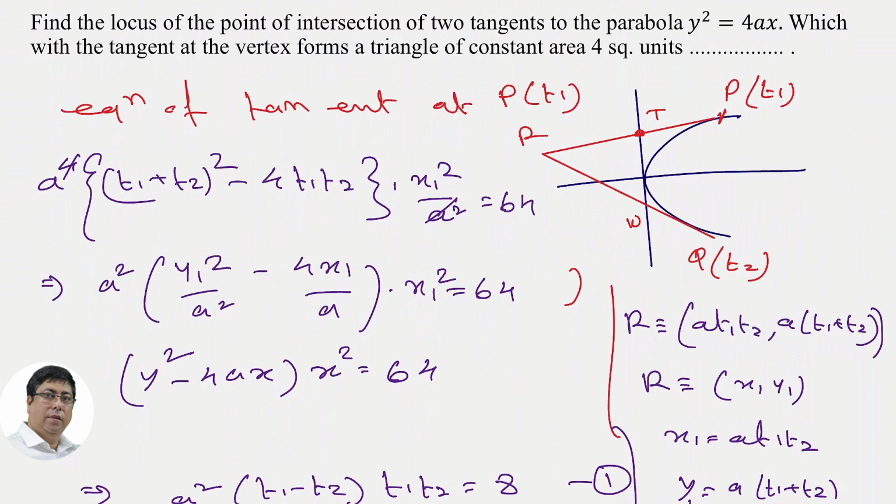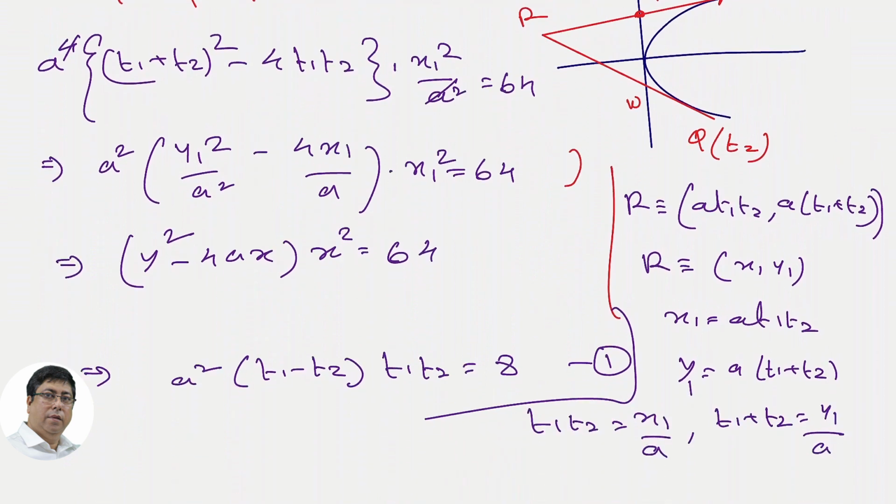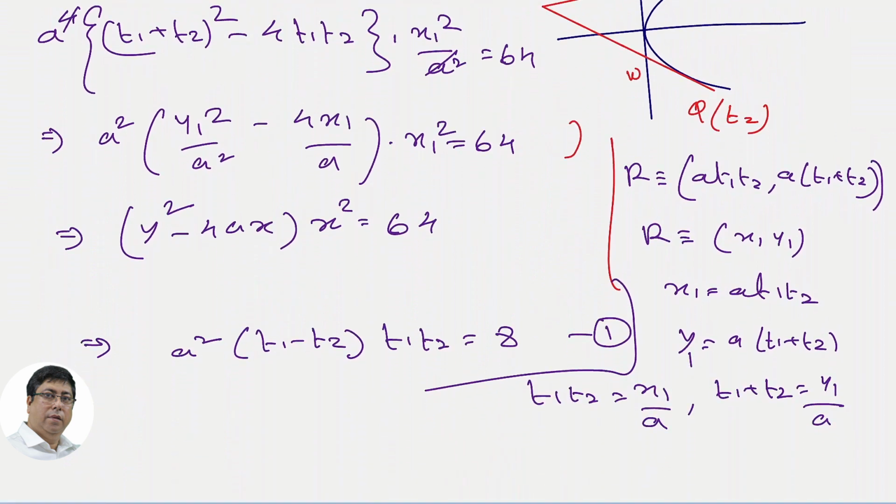So, in this case, we have found the locus of the point of intersection of the two tangents of the parabola which form a constant area. So, this is the locus. So, the final answer is this. Let's go to the next sum.